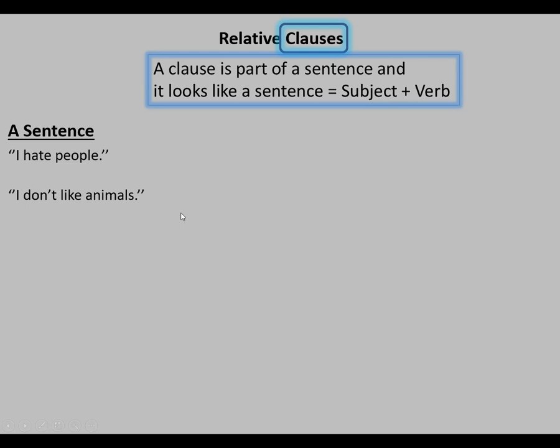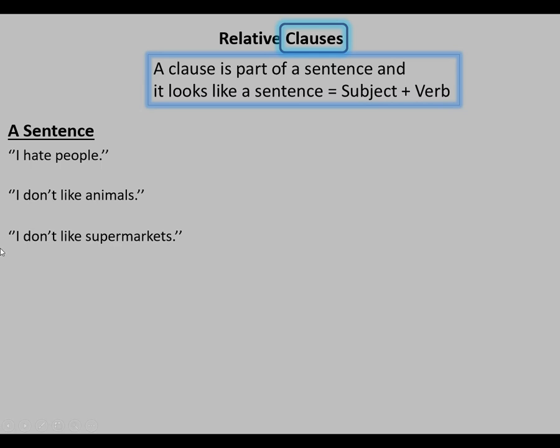I don't like animals is another example of a sentence, and I don't like supermarkets is another example of a sentence. So these are three sentences. Each of them has a subject, verb, subject, verb, subject, verb.